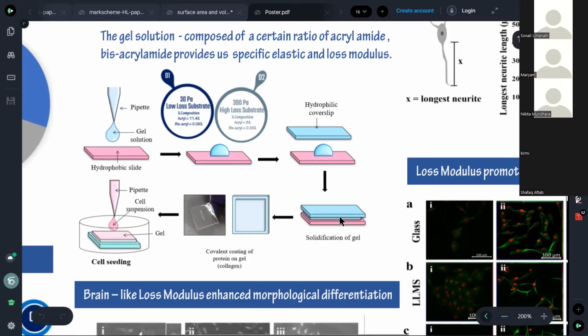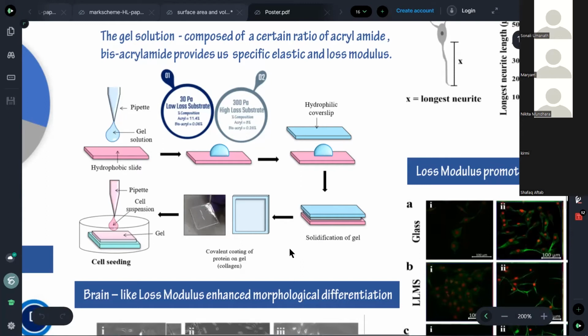Once it solidifies, you can peel it off. Now you will peel it off using the hydrophilic cover slip. Once you peel it off, you will see the gel gets adhered to the hydrophilic one, because the hydrophobic one will never get attached to the jelly stuff. It does not get attached to water. So the hydrophilic cover slip has the gel.